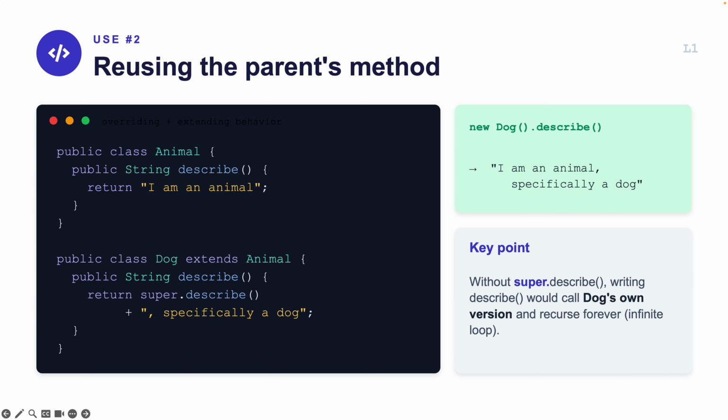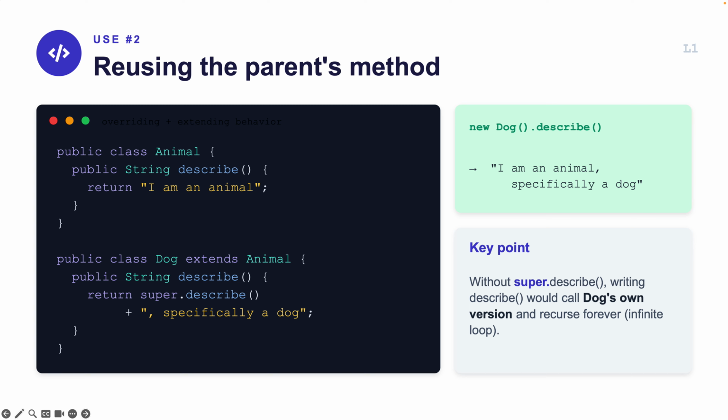The second use of super is for methods. Suppose a subclass overrides a method but still wants the parent's original behavior plus a little extra. You call super dot the method name to run the parent's version, then add your own code around it. In the example, the Dog's toString calls super.toString to reuse the Animal description and then appends the breed.